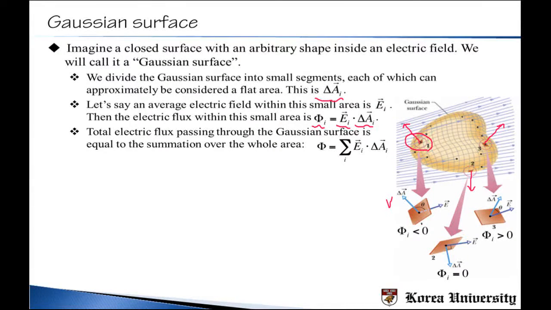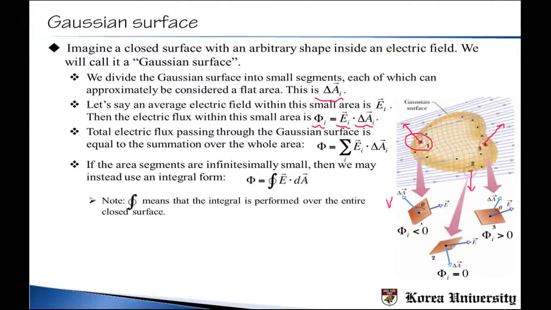But in fact, when we actually calculate this, making a summation over the entire area is of course not very simple, but there is a better way to do it, which is an integration. So here again, you are integrating the electric field vector with the area vector. In fact, you have to make a dot product and then integrate over the entire surface. And again, this integration symbol with the circle on top means the integral performed over the entire closed surface.